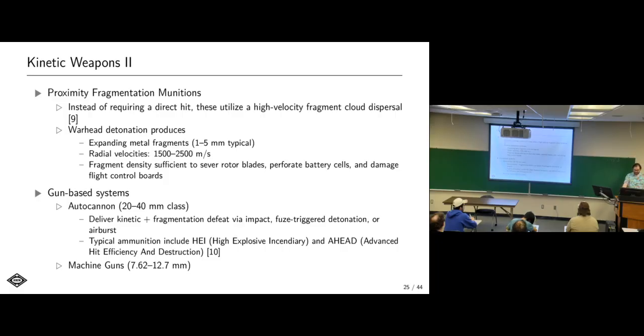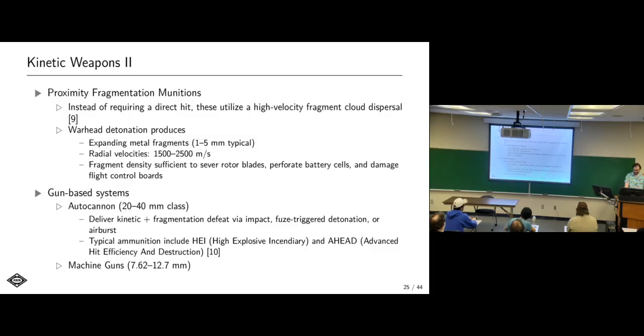I'm not a warheads guy. I just have done some of that. But they're very small, 1 to 5 millimeter, and you get radial velocities of 2,500 meters per second, upwards of that. That's usually enough to damage most things. Sufficient density to sever rotor blades, batteries, damage flight control boards, but basically that's a really bad place for you to be around.